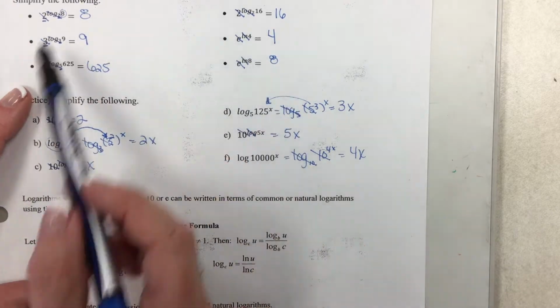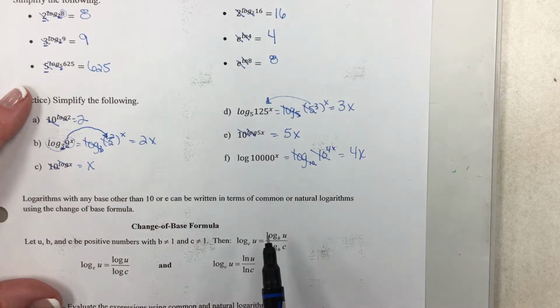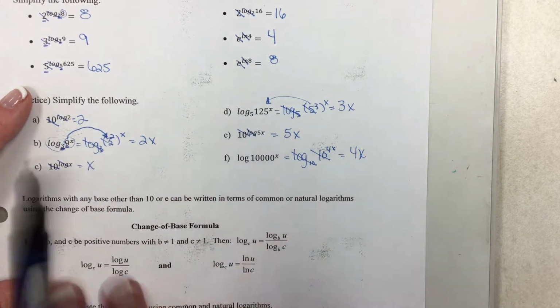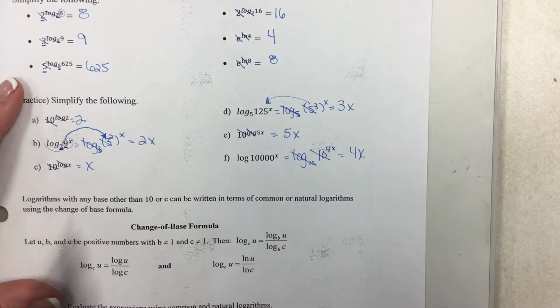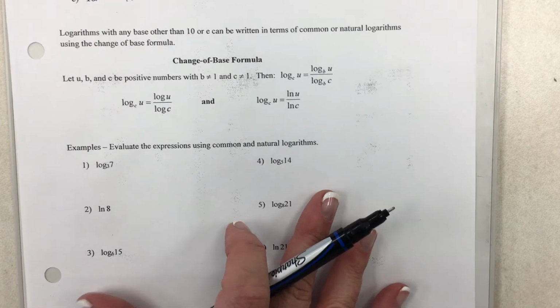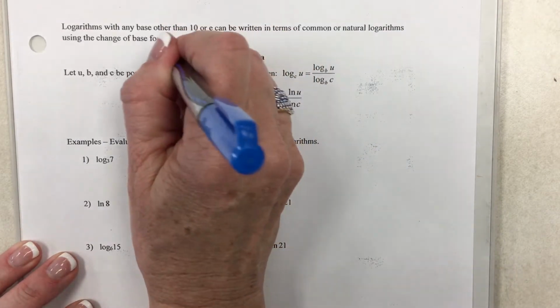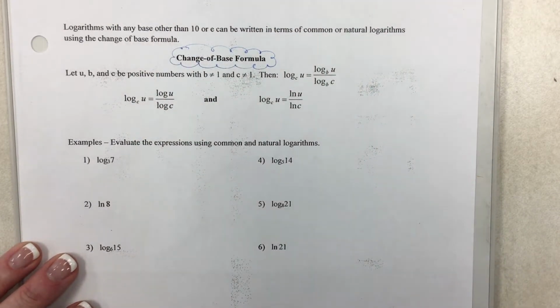Okay? So that's simplifying logarithms. And all of those, we completely got rid of the log by knowing that if the base of the log and the base of the exponent is the same, they just cancel out. Okay, now this, what we're going to learn down below, is called the change of base formula. Okay, and I'm going to refer to it like this, the change of base formula.